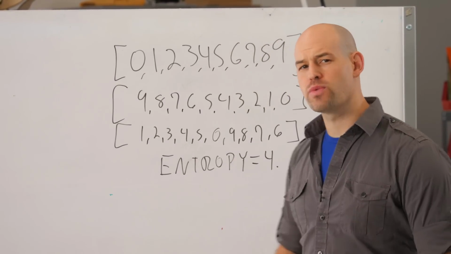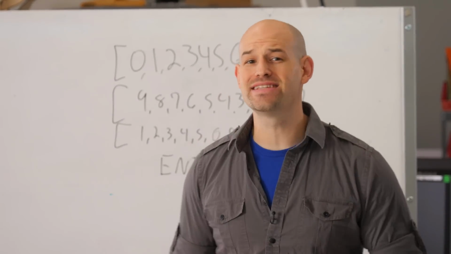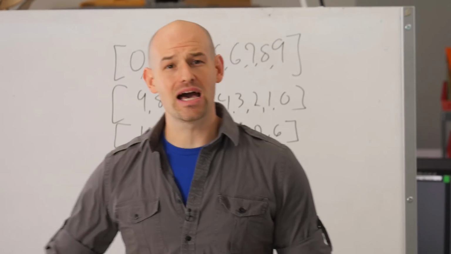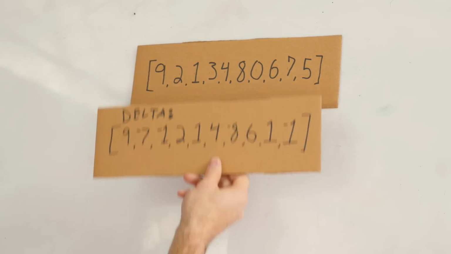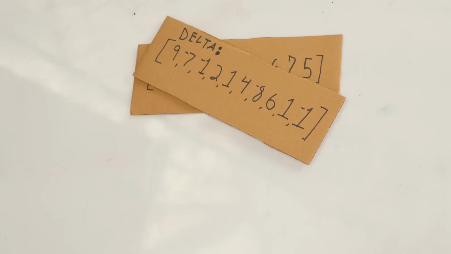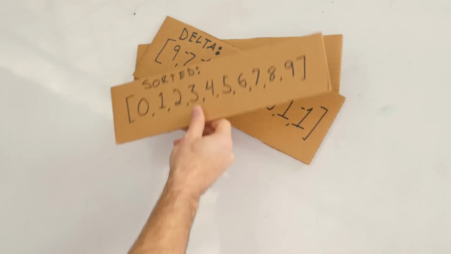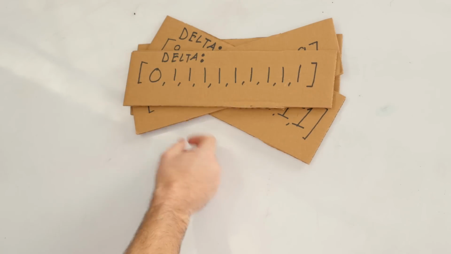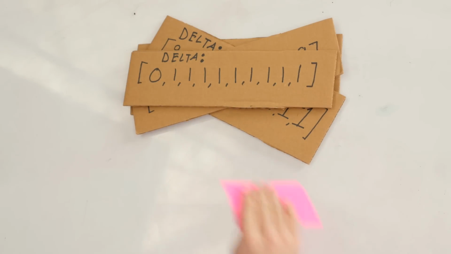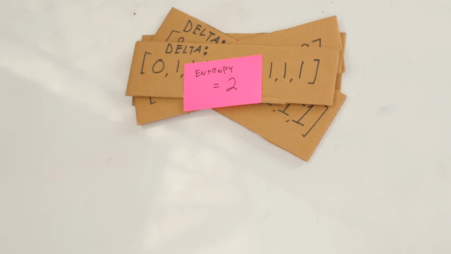But if you've been watching the rest of our shows, you know that order does in fact matter. Take delta coding, for example. If we have this variation of our data set, we can see that the delta encoded version really doesn't provide us with any lower entropy. However, if we sort this data set, giving us the nice linear number range from 0 to 9, the delta encoded version produces a much lower entropy than the source stream.